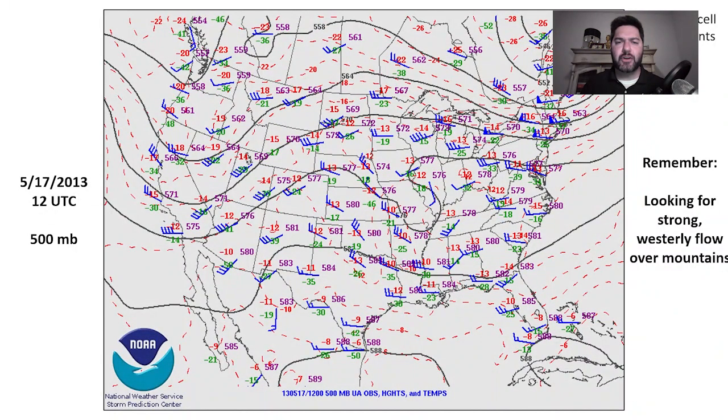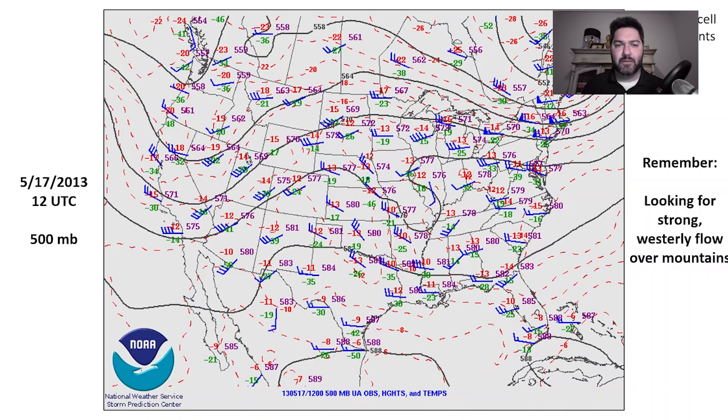So I wanted to go through a real world example of lee troughing and compressional warming. This is a 500 millibar chart from May 17th, 2013 at 7 a.m. Remember, for this analysis, we are looking for strong westerly flow over the mountains for compressional warming and the formation of a lee trough. And the lee of the mountains is the east side of the mountains. In this case, that would be running from, say, eastern Wyoming through eastern New Mexico. And we'd be looking for a westerly component here.